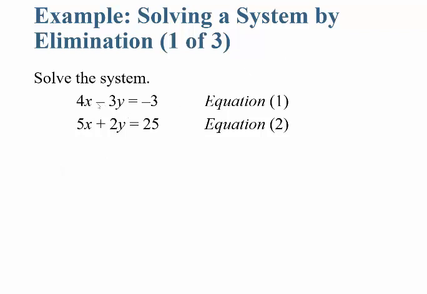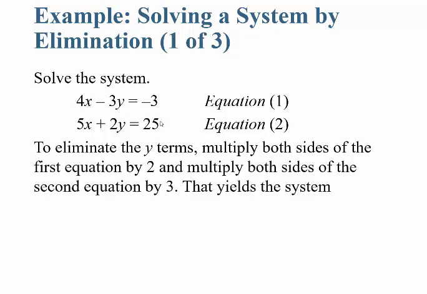Notice how here I have opposite signs. I have minus 3 and plus 2 for the coefficients among the y's. So you just think of what's the least common multiple of 3 and 2? And it's 6. So if I multiply this top equation by 2 and this bottom equation by 3, you're going to notice something. To eliminate the y terms, multiply both sides of the first equation by 2, like I said, and multiply both sides of the second equation by 3.